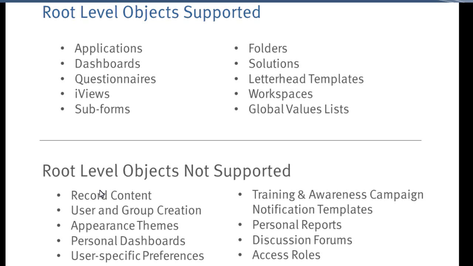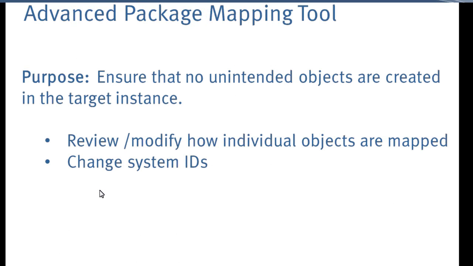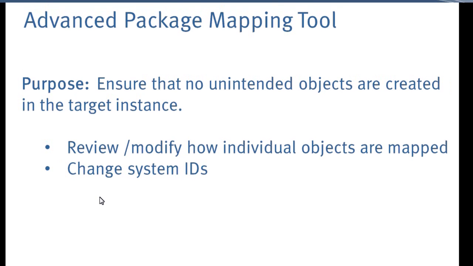Thanks, Scott. Now I'm going to go a little deeper into the new advanced package mapping tool. Mapping objects is extremely important to ensure that all objects are properly identified so that no unintended objects are created in the target instance. Mapping enables users to review and modify how individual objects are mapped from the source instance to the target instance. With this feature, objects with different system IDs in the target instance can be changed to match the system IDs of objects in the source instance.